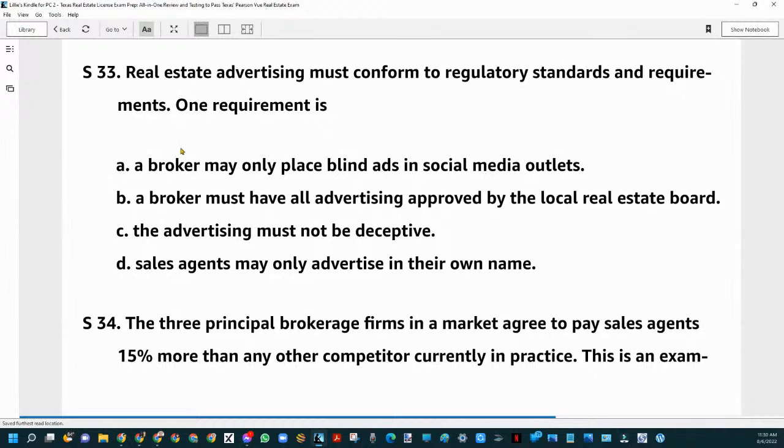33. Real estate advertising must conform to regulatory standards and requirements. One requirement is: A, a broker may only place blind ads in social media outlets. B, a broker must have all advertising approved by the local real estate board. C, the advertising must not be deceptive. Or D, sales agents may only advertise in their own name.